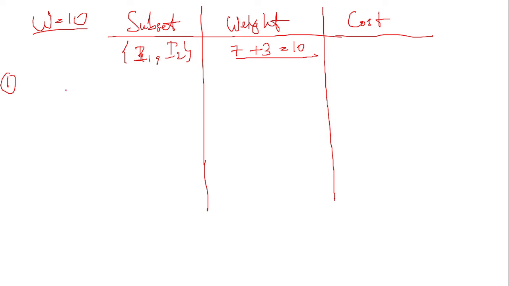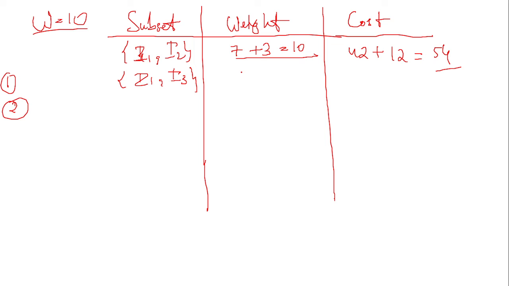So I'll go to the second condition, that is, I'll calculate the cost. The cost of item 1 is 42 rupees and item 2 is 12 rupees. So the cost has become 54. You can see the cost of the two items is 54 and the total weight is 10, which is the same as the bag weight. In this way you can generate other combinations as well.